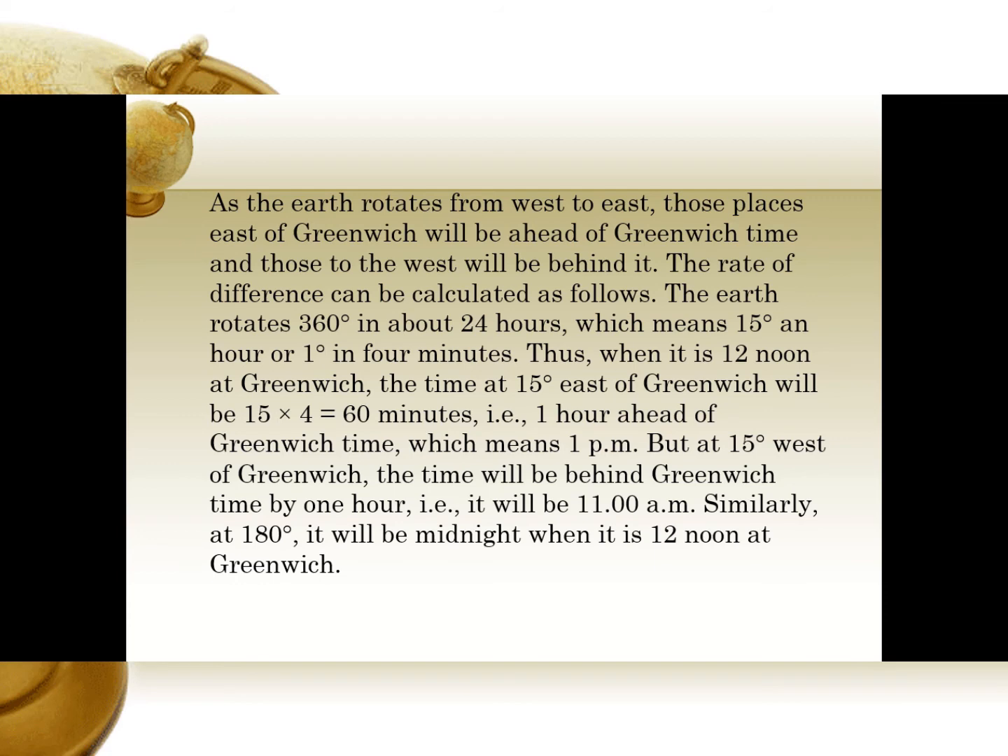Similarly, at 180 degrees, it will be midnight when it is 12 noon at Greenwich. When it covers 180 degrees, then we can say it's midnight, and it will be midnight when Greenwich has 12 noon. Greenwich is in the northern hemisphere, so at that time it's 12 noon there. But opposite of Greenwich is the south polar frigid zone. They have midnight. The time is the same, but here we can see the day and night variation.